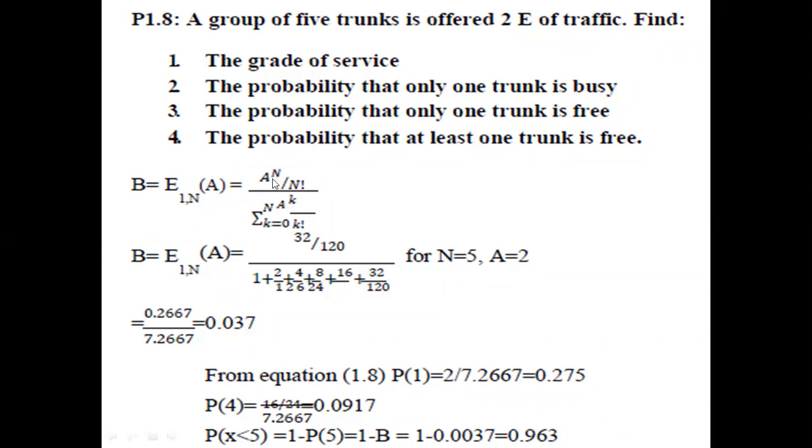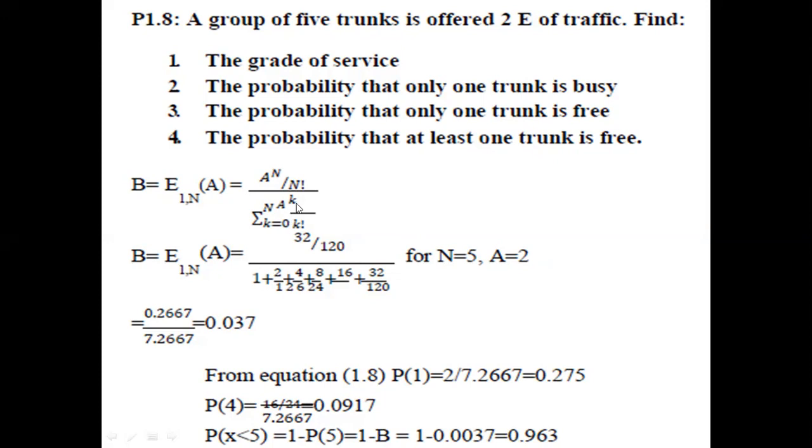What is 2 power 5? Which is 32. What is 5 factorial? Which is 120. This whole term is divided by the sum of the term A power k over k factorial, over the interval k equals 0 to N. You know N is 5. From 0 to 5 you get 6 terms, and you need to expand it and find the sum of it in the denominator of the equation to find the answer.